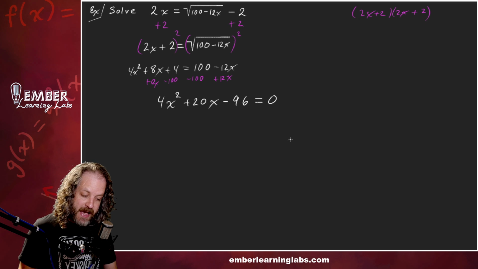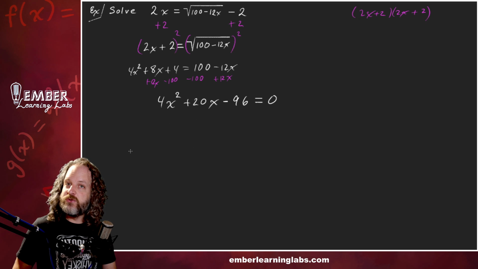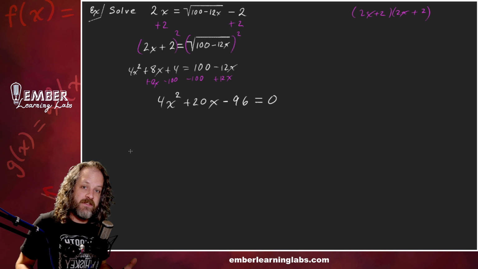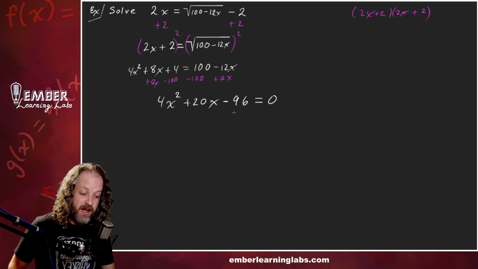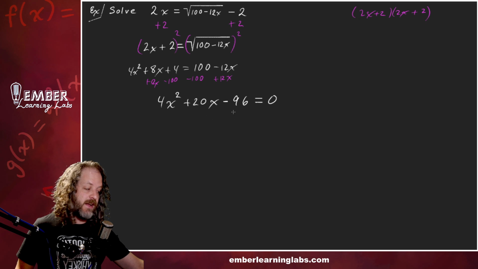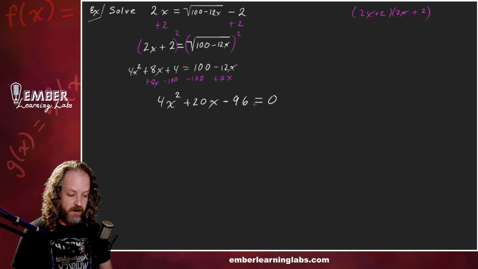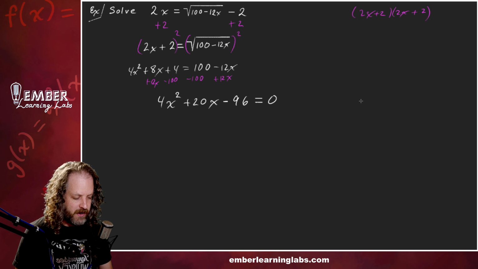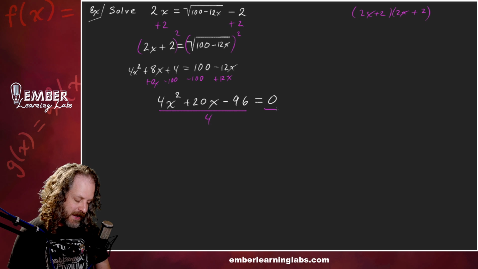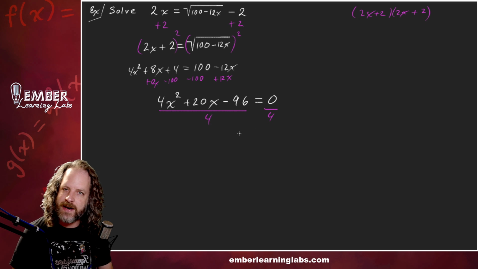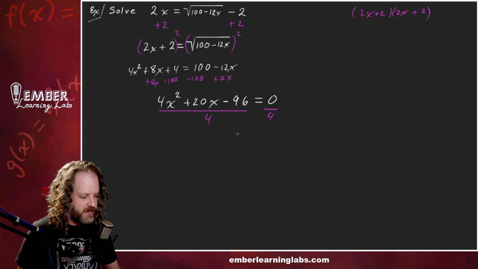Now, we've got kind of a mess here, right? So can we reduce this any before we start trying to factor? Well, they're all at least even, so they're all divisible by 2. Are they also divisible by 4? Well, of course, yes, they are, because 4, 20, and 96 are all divisible by 4. So we can divide everything by 4. Now, we're dividing this by 4 as well, but 0 divided by 4 is still 0. So he's not going to change.